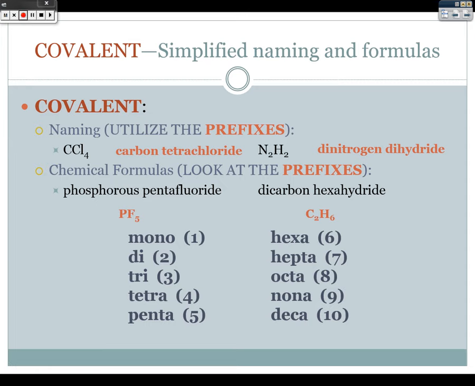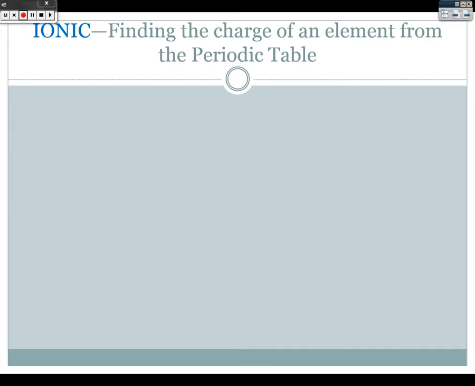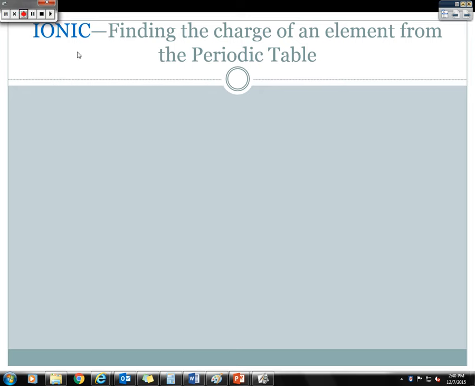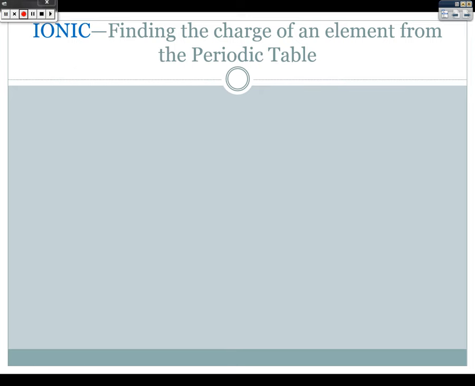This is probably your guys' favorite naming because you love prefixes and it's super easy once you write the chemical formula. Okay, but I don't always include just covalent compounds on a test because that would just be way too easy. All right, so let's talk about ionic and finding the charge of an element from the periodic table, because half the battle with naming ionic compounds is figuring out what the charge is, because it's all based on charge.